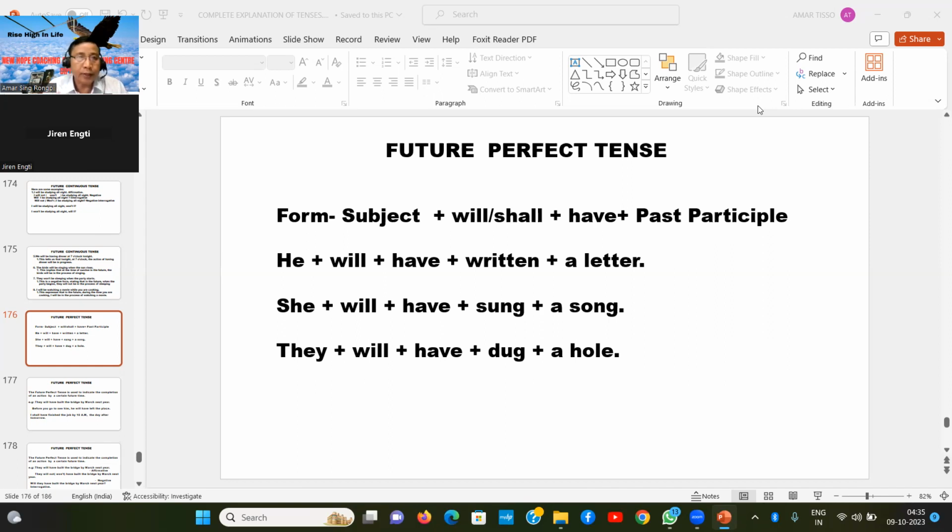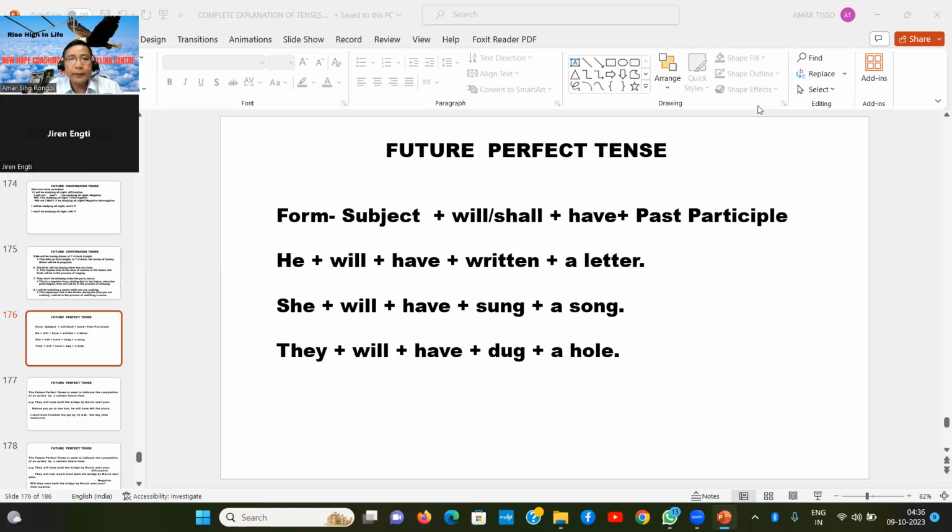How do we know that the sentence is in future perfect tense? The subject, we all know, will be there. Then will or shall, depending on the subject. If the subject is I or we, then we may use shall. But it's all right nowadays to use will even for I and we. And these two auxiliary verbs, helping verbs, must be there. Then plus have. Have is also needed. Then the past participle. Past participle means the third form.